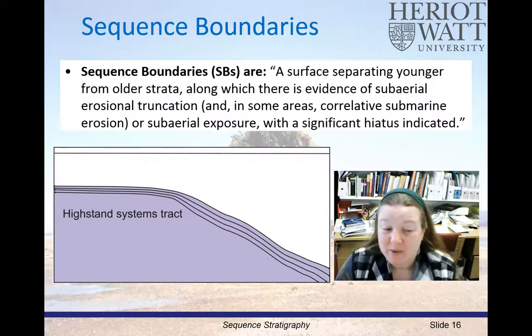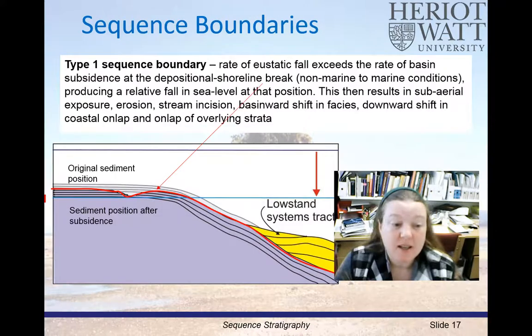On to talking about sequence boundaries, which are a surface separating younger from older strata along which there is evidence of subaerial erosion, truncation, or submarine truncation or exposure, with a significant hiatus indicated. As we have discussed before, there is a difference in architecture depending on the magnitude of the sea level fall, and especially whether the sea level fall goes below the shelf break. If it does, as in the case of a Type 1 sequence boundary, when we have a high rate of sea level fall, we get a marked change in the shoreline position, an abrupt shift of shoreline and facies basinwards.